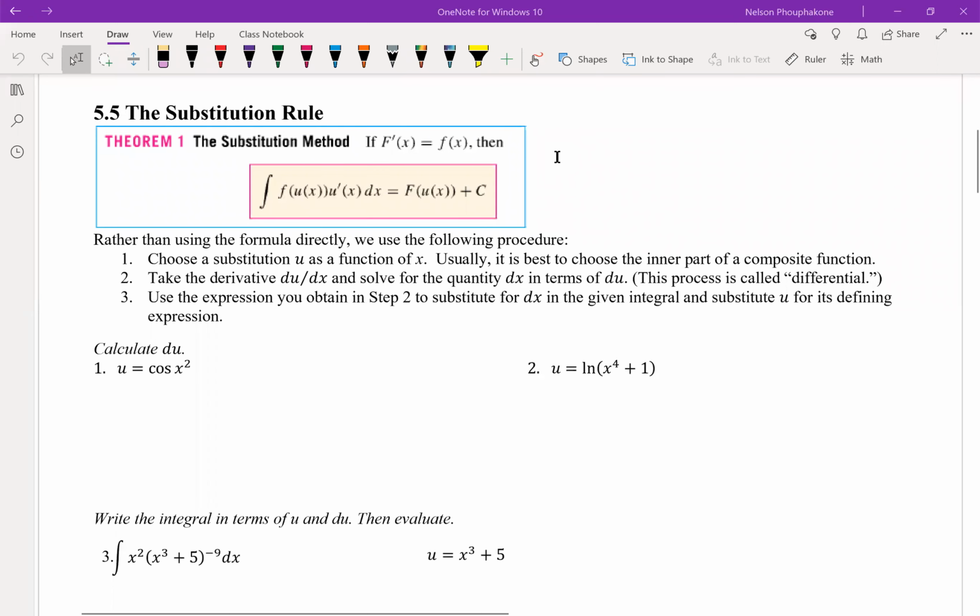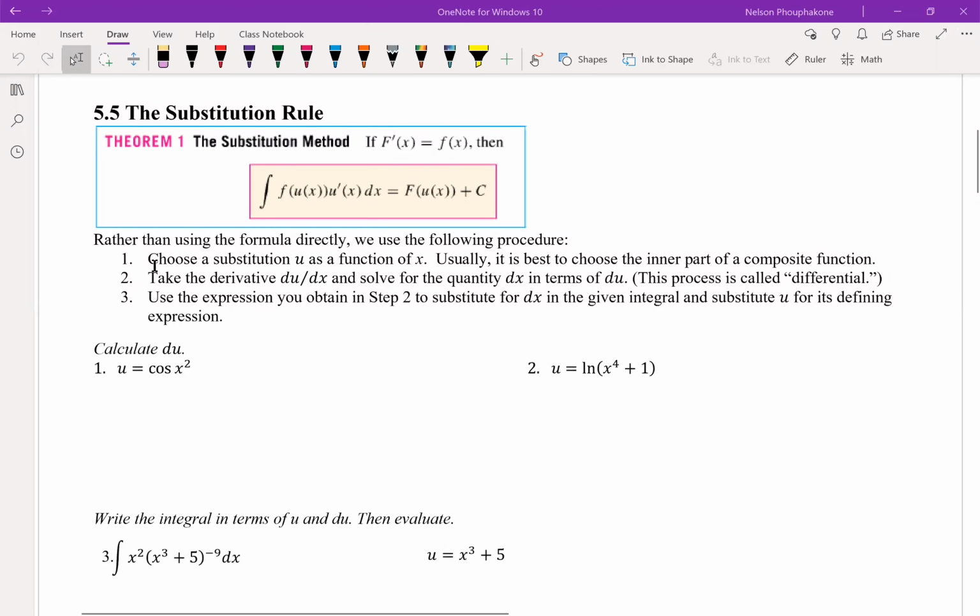Okay, so in this section, I will talk about the substitution rule. Now you will see that the format of the substitution rule is actually the chain rule, right? So again, you will see that the antiderivative of the substitution rule is f of u of x. Anyway, when we try to use the substitution rule, we are not using this form right here. We are going to follow three procedures.